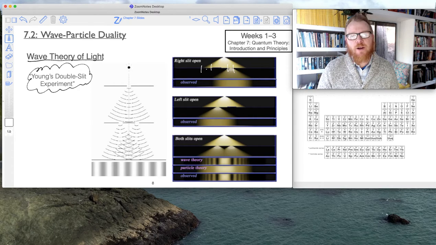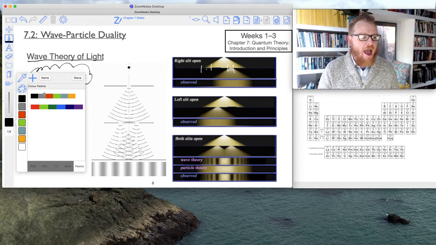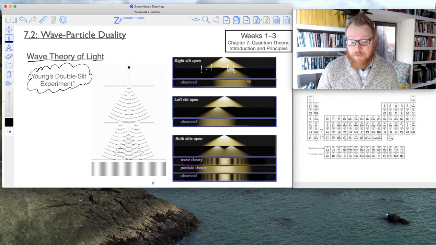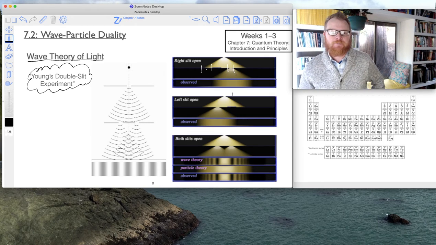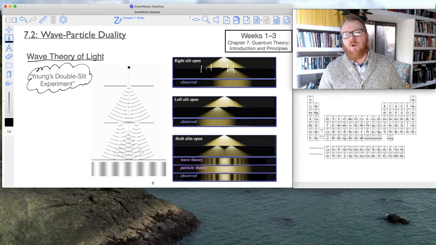And in one experiment, only the right slit is open. And when that happens, another beam of light converges out. And what you would observe on a screen here is just a continuous band of light. So there's no features, it's just a continuous band. Okay? Then in the experiment, we close the right slit and open the left slit. And the same thing is observed, it's just shifted over to the left a little bit.